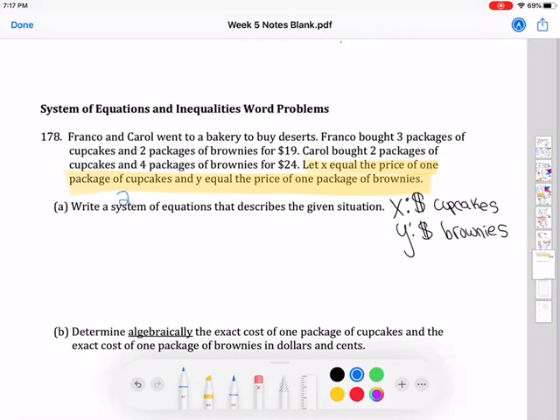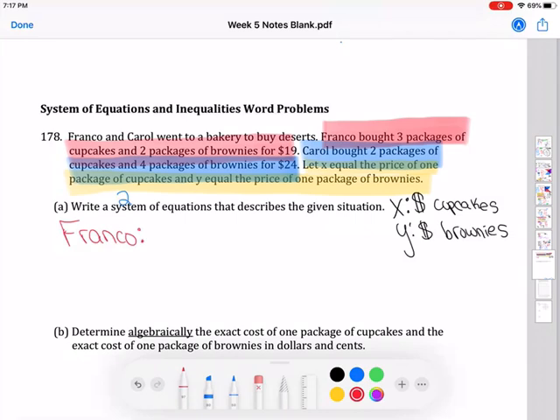Part A says to write a system, which again means 2, of equations that describes the given situation. Okay, so I have to write 2 equations based on what was given. If you read carefully, there's 2 different equations written out in words here. First is that Franco bought 3 packages of cupcakes and 2 packages of brownies for $19. Your other equation is going to be that Carol bought 2 packages of cupcakes and 4 packages of brownies for $24. So your first equation is going to be all about Franco.